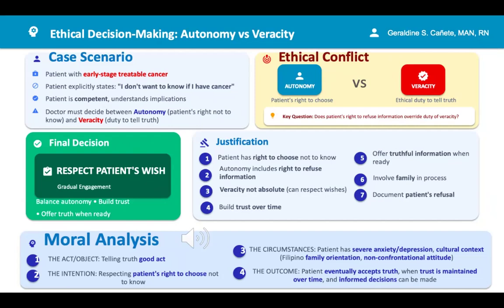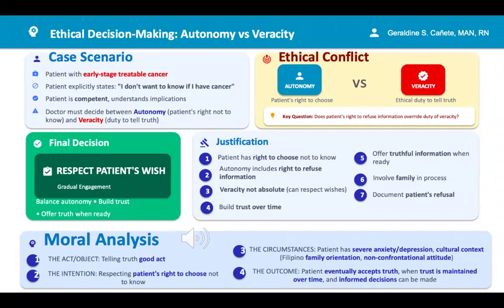Now, another objection also would be the patient may delay or refuse treatment if they don't know they have cancer. And the appropriate response would be, yes, the patient may delay or refuse the treatment, but we can emphasize the importance of regular checkups and addressing any new symptoms promptly, framing it in terms of general health and well-being. Okay? Now it's your turn to challenge that perspective.